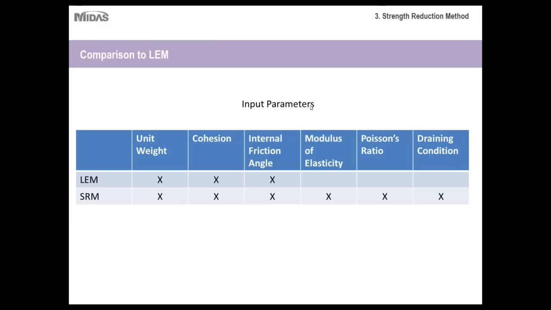Okay, and then here's just the listing of the input parameters. As you can see, with the limit equilibrium method, the main soil parameters that you would need are just the unit weight, the cohesion, and the internal friction angle. Whereas with the strength reduction method, you have these three parameters, but also the modulus of elasticity and the Poisson's ratio for deformations, and also the draining condition to calculate effective stresses. So that's another thing to keep in mind: if you plan to use a strength reduction method, just be prepared to make that extra effort to get all these additional parameters for your soil.